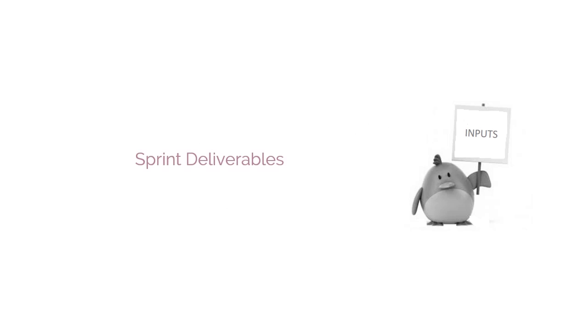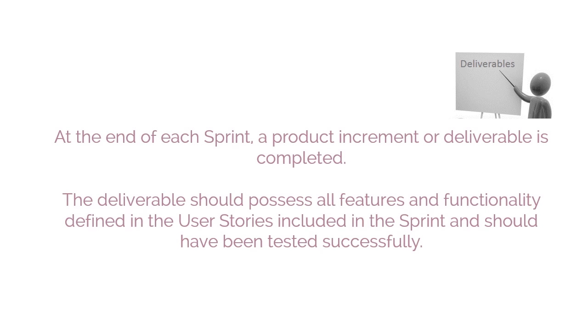Moving on, another important source of input is the sprint deliverables. At the end of each sprint, a product increment or deliverable is completed. The deliverable should possess all features and functionality defined in the user stories included in the sprint and should have been tested successfully.